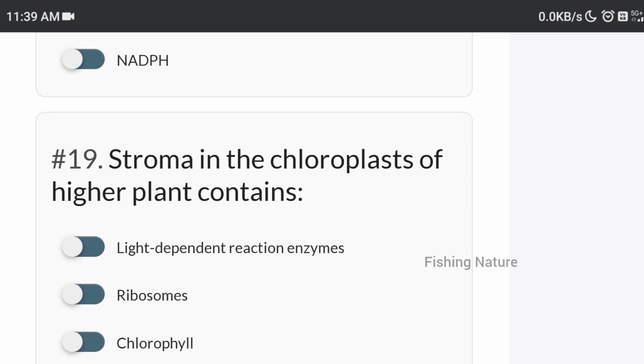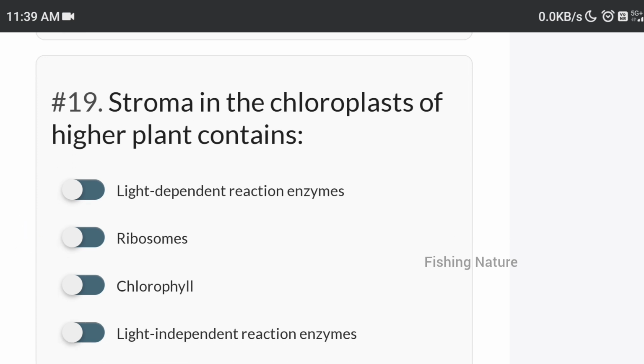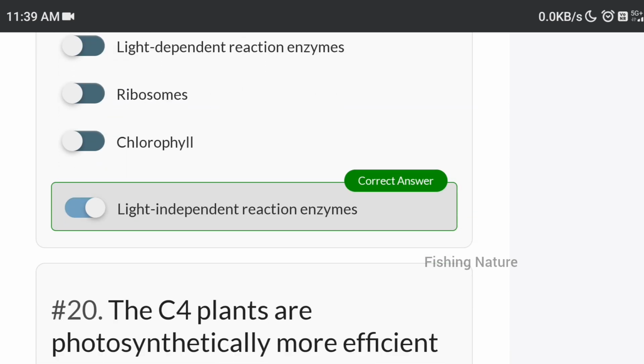The stroma in the chloroplast of higher plants contains the light-dependent reaction enzymes, or ribosomes, or chlorophyll, or light-independent reaction enzymes. Which is the correct option? Option D, light-independent reaction enzymes.